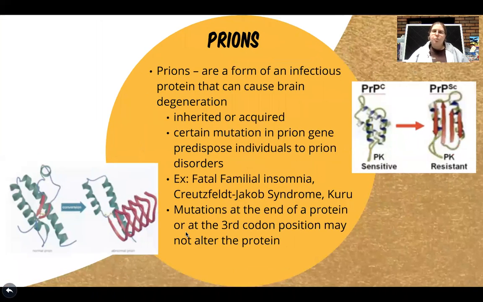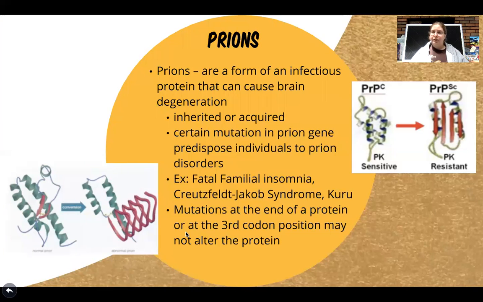So there's also something called prion disorders or prion diseases. Now, prions are when proteins get misfolded and they become infectious. Now, one of the major effects of these infectious proteins is that they can cause different forms of brain degeneration. So they affect the mental capacities and a lot of neurological effects as well.